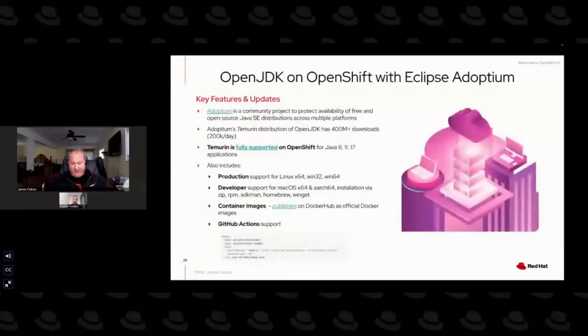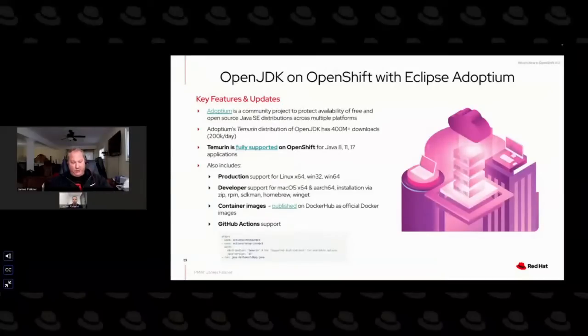Next slide. The last runtime I wanted to focus on now is Eclipse Adoptium. This comes out of the Eclipse Adoptium project. They have a new distribution of OpenJDK. So if you're building Java apps on OpenShift, you have a lot of flexibility here. It's one of the most popular, if not the most popular, Java runtimes, with 400 million downloads and 200,000 downloads a day.